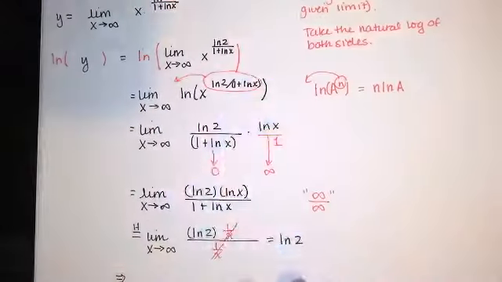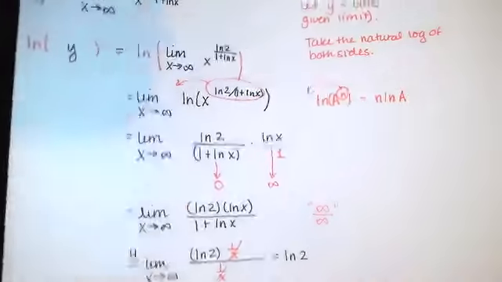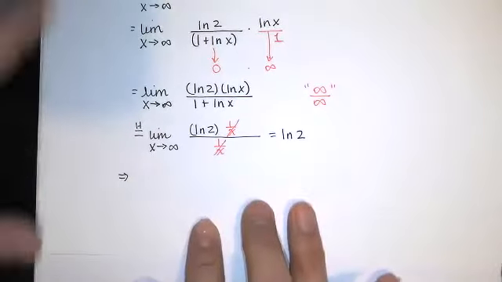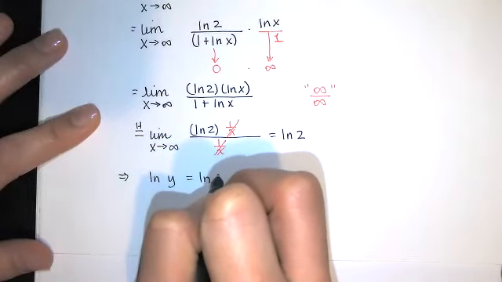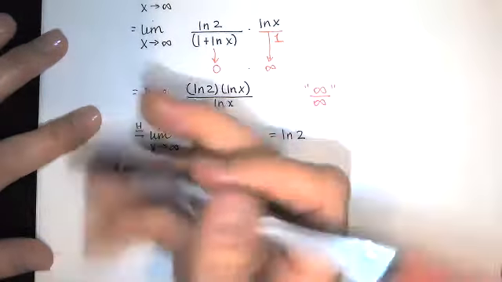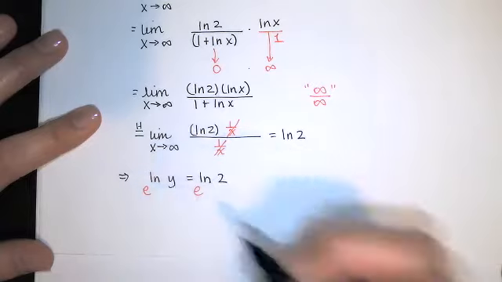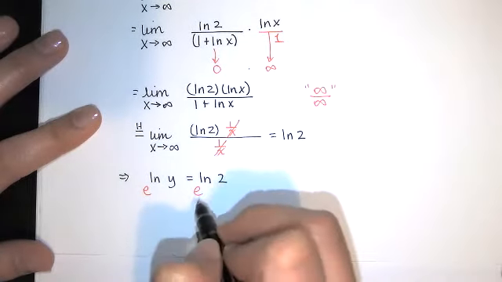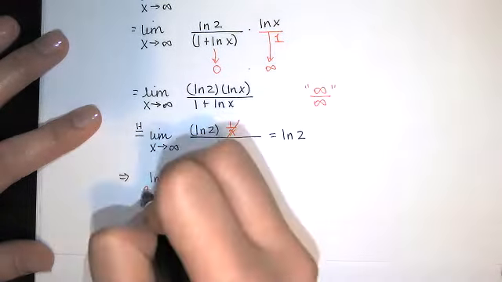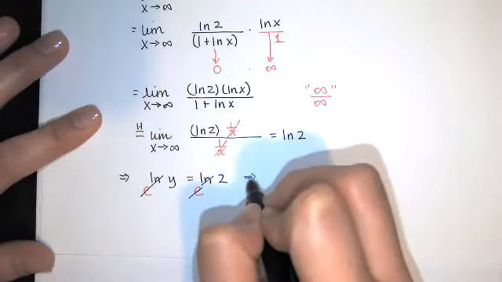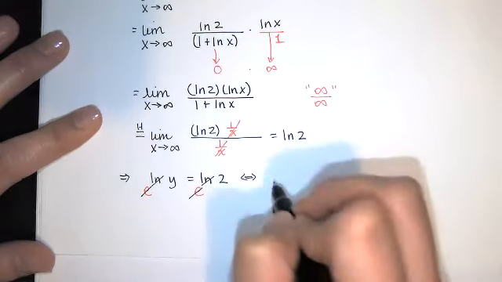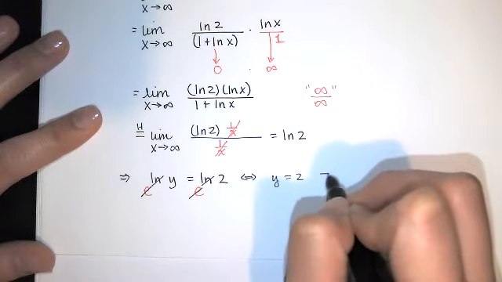We're trying to find y, and right now all we have is natural log of y. We know that natural log of y is equal to natural log of 2. To get rid of those logarithms, you use the base e. e to this power equals e to that power. The natural log and that natural exponential function undo each other, and you get y equals 2.